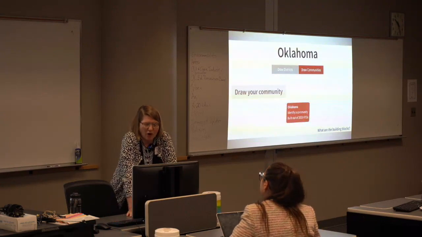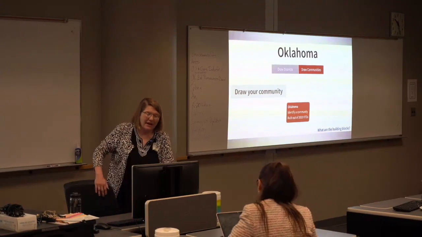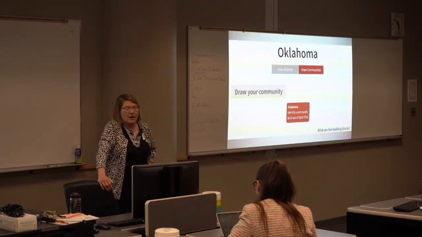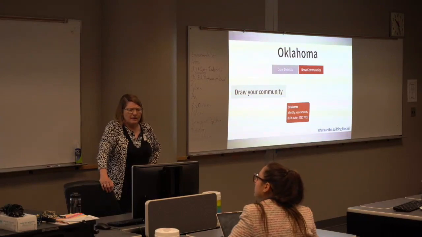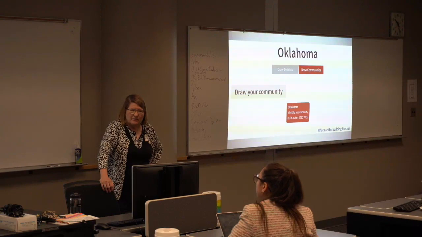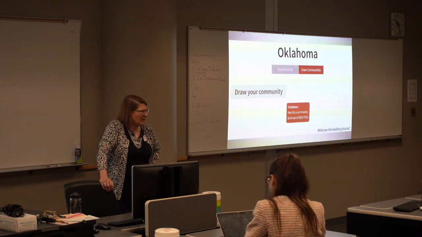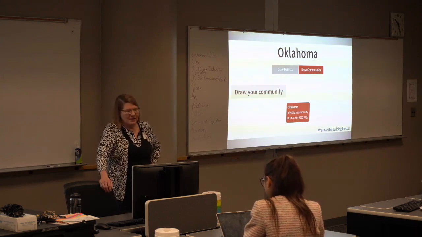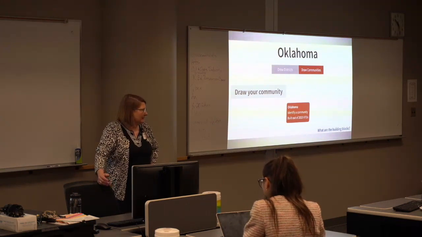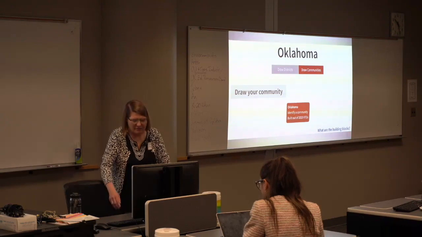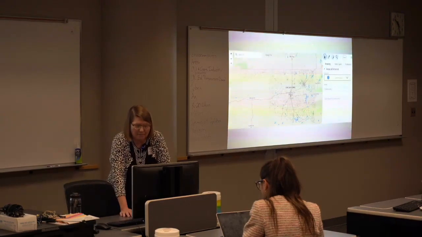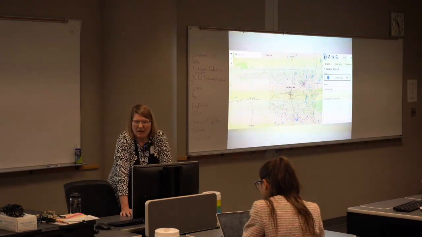So again, you can draw your community. And here in Oklahoma, they're saying identify a community built out of the 2020 voting VTD. What's a VTD, Andy? Yeah, I'm not sure. So it's got to be some kind of voting district that they have created. A precinct, maybe? I'm not sure. Okay, so that's a good question.